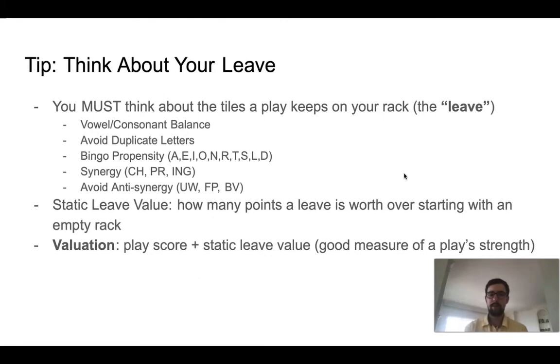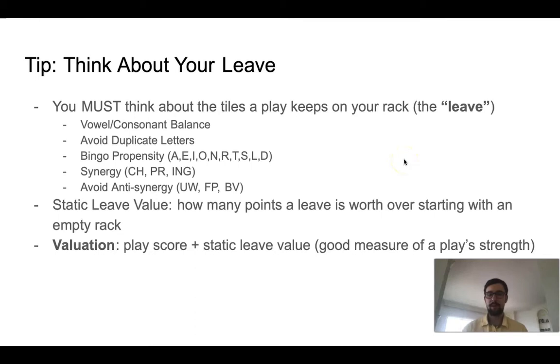I also want to think about bingo propensity. So what I mean by that is how likely my leave is to draw into a bingo, given that I'll be pulling some tiles from the bag. A rack like AERST is very likely to draw into a bingo, because these letters go well with almost any other letter and tend to have a lot of 7 and 8 letter words that include them. Whereas if I keep letters like V's and W's, that makes it a lot less likely I'm in a bingo, since far fewer 7 and 8 letter words contain those letters.